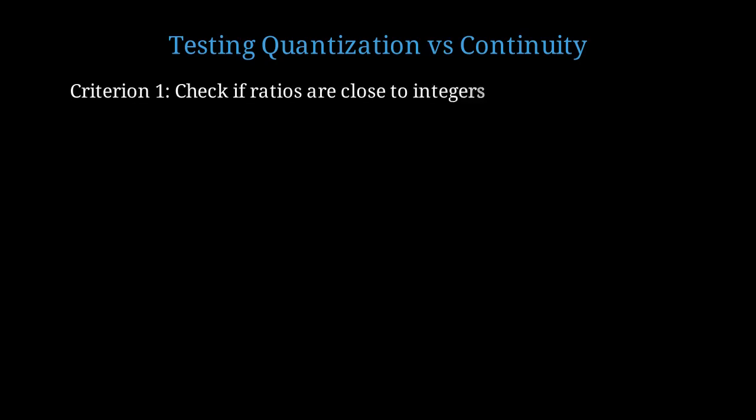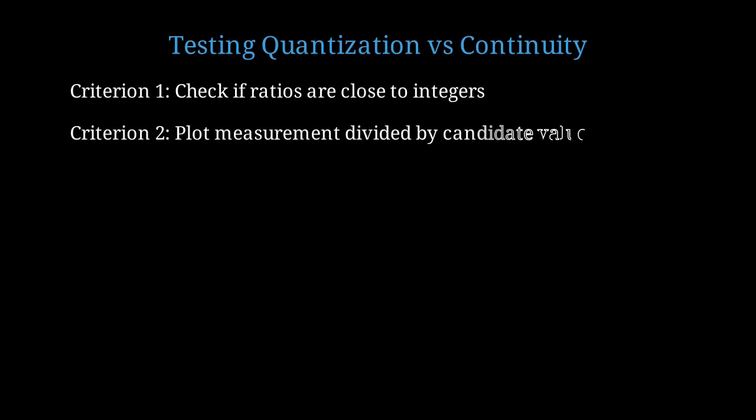First criterion. Take pairs of measurements and compute their ratios. If charge is quantized, these ratios should be close to small integers. 3 to 1, 2 to 1, 5 to 3. If charge is continuous, you'd expect to see ratios like 1.7 to 1, or 2.89 to 1. Second criterion. Take your candidate elementary charge and divide every measurement by it. Plot the results. If you get a histogram with peaks at integers 1, 2, 3, 4, you found quantization. If you get a smooth distribution, it's continuous.